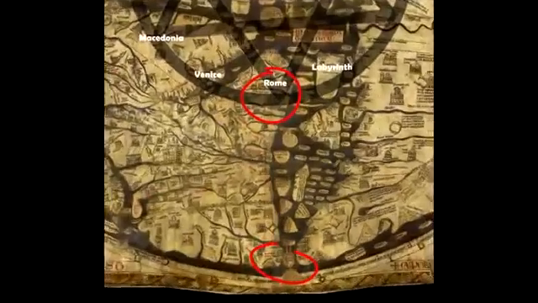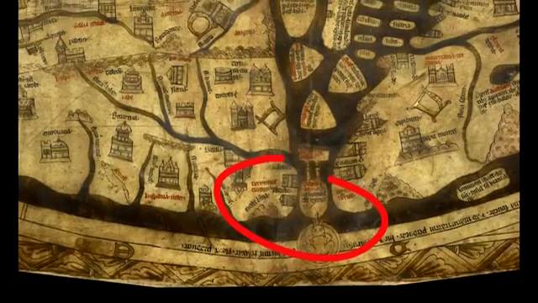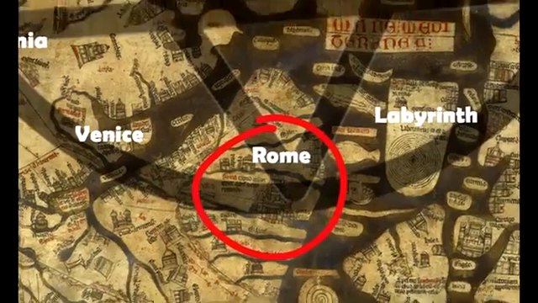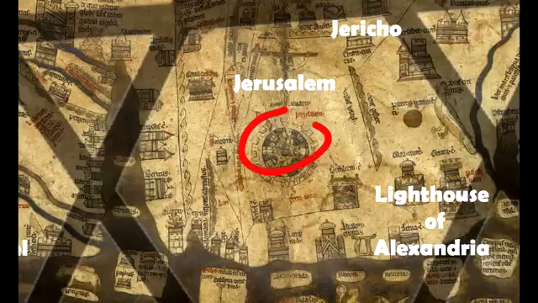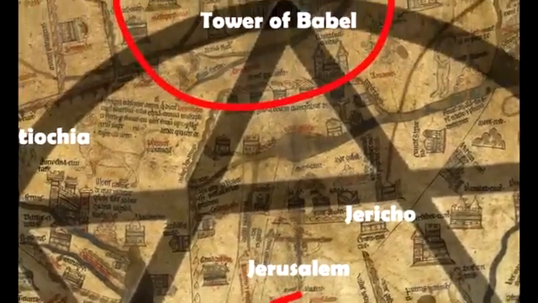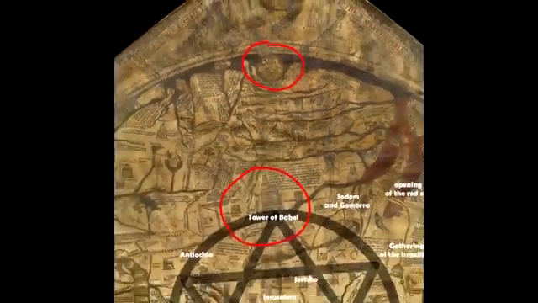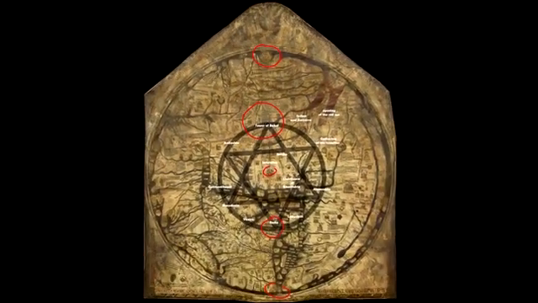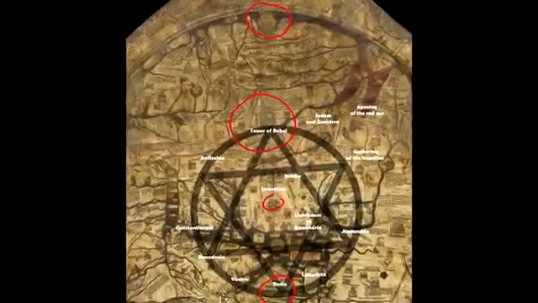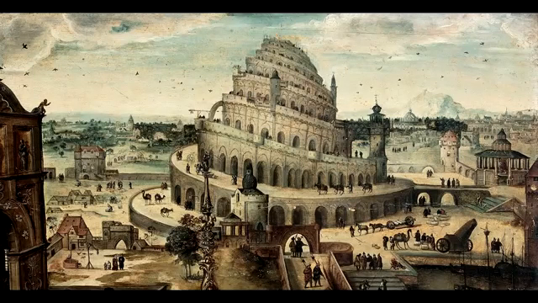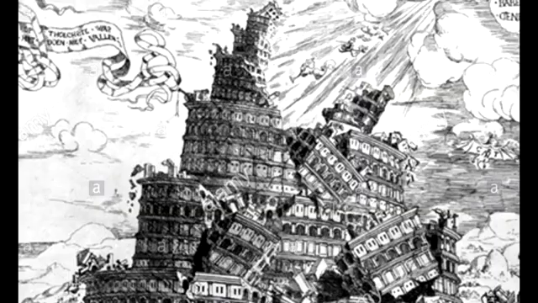So at the bottom you have the twin pillars. Moving upwards you have Rome. In the center you have Ur, Solomon, Jerusalem. Then you have Babel. And on the top you have Paradise. Let's take a closer look. And on the top you have Babel. Everybody knows the story of the Tower of Babel.